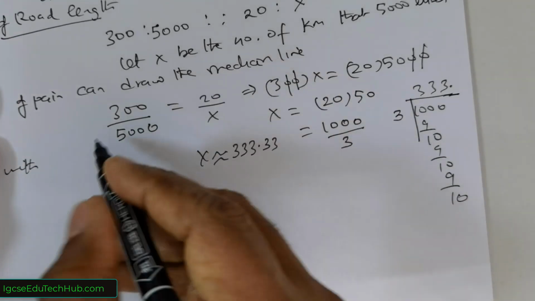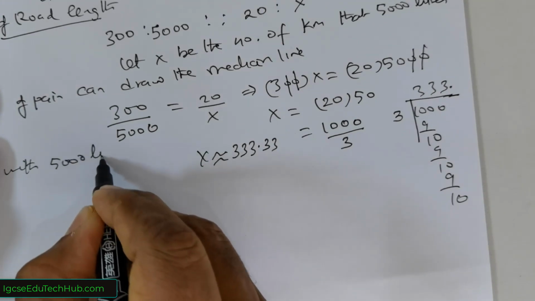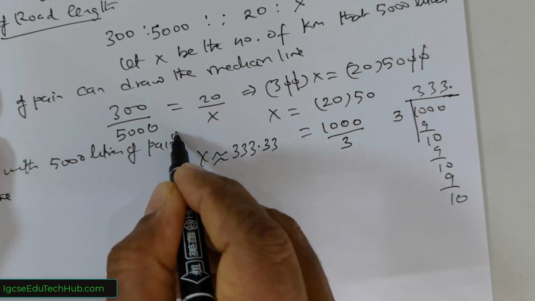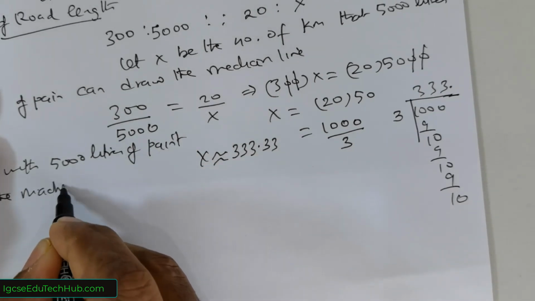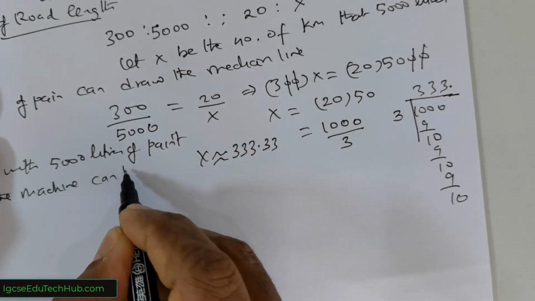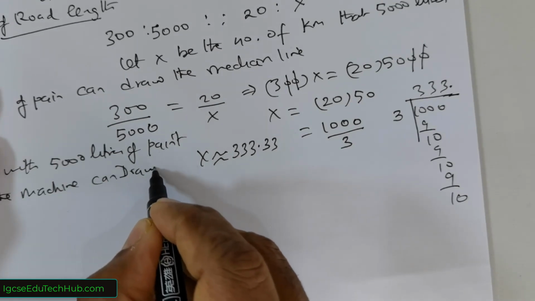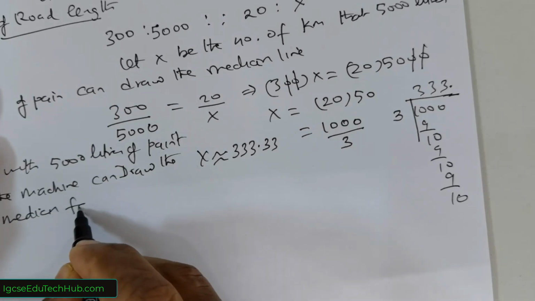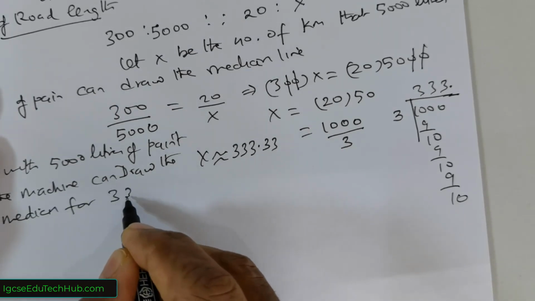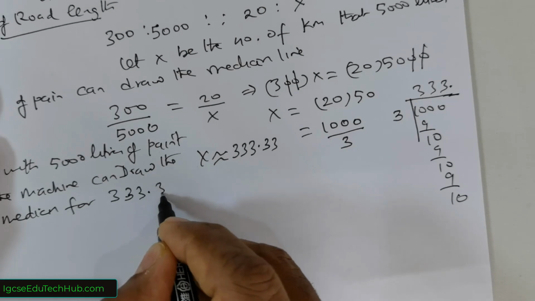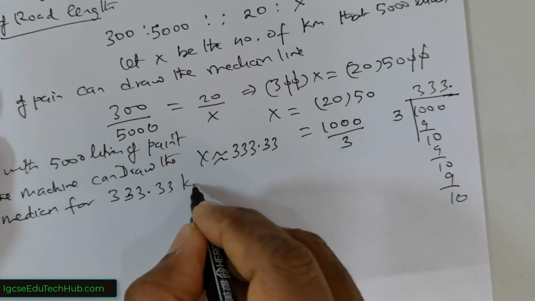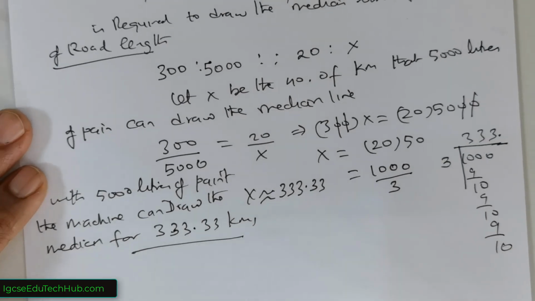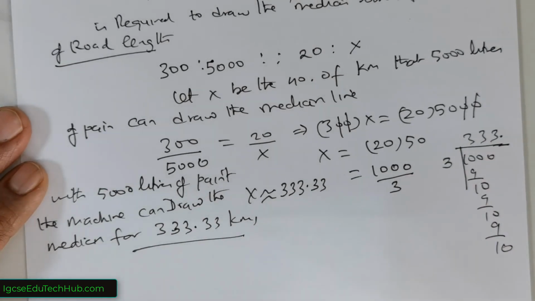With 5000 liters of paint, the machine can draw the median for 333.33 kilometers. So this is just an approximate value because of the fact that we have got values like that. So that is the end of this question.